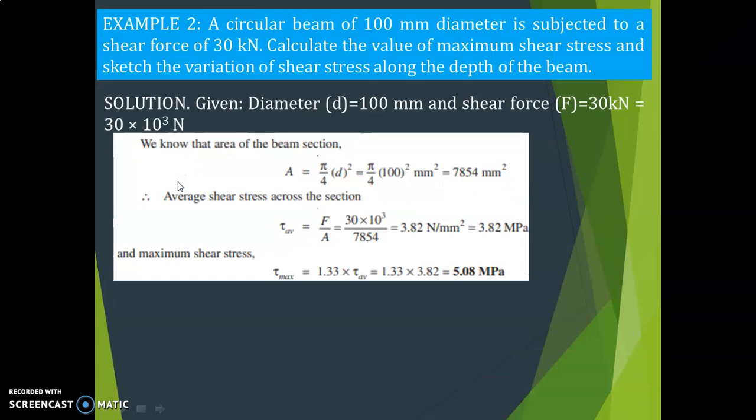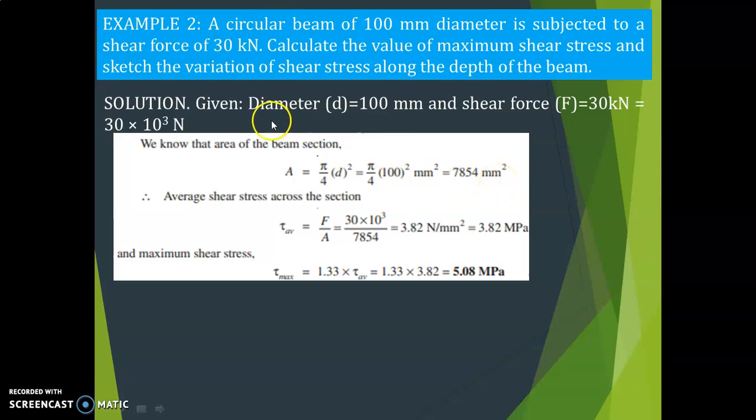What you have to do now, first let us calculate the area, because you have to calculate the maximum shear stress. So maximum shear stress is equal to 1.33 times tau average. Tau average is equal to F divided by A. So F is given, area is not given, so first calculate the area. What is the area for the circular section? Pi divided by 4 into D square. So pi divided by 4 into 100 square. So you get area is equal to 7854 mm square.